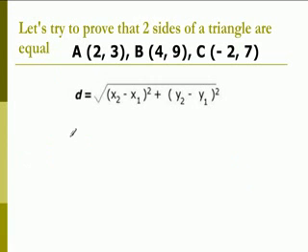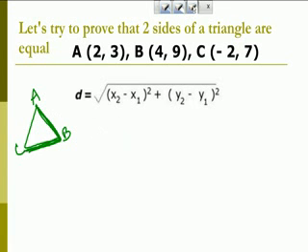This example says let's try to prove that two sides of a triangle are equal. If we have this triangle, that's not what it looks like, but we're just going to hypothetically say A, B, and C. We want to see if AB and BC are equal, or AB and AC are equal, or BC and CA. We need to figure out if two sides are the same. So we're going to start with AB and BC, just because that's in order.